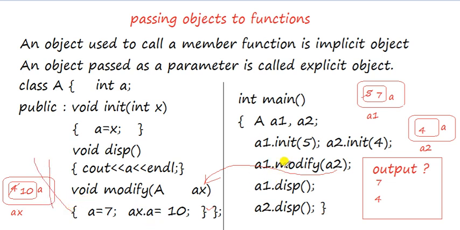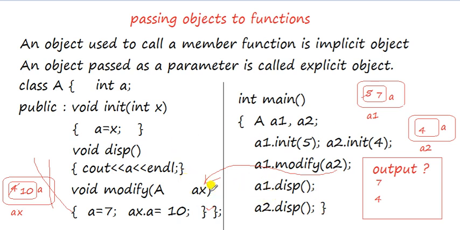And when you come back, A1 here is 7, because A1 is an implicit object. When an implicit object gets modified, automatically it reflects. We don't need to do anything. It is always by reference. So A2, we need to send it by reference. Then we can reflect the modification back.